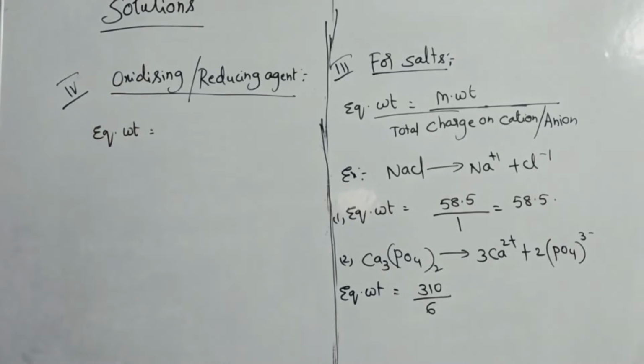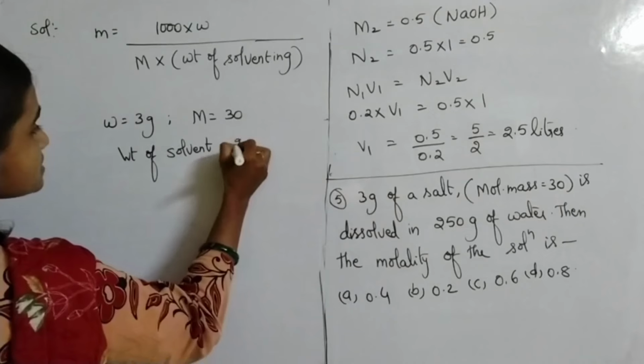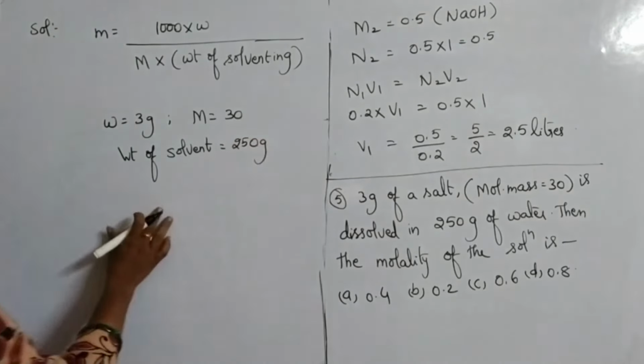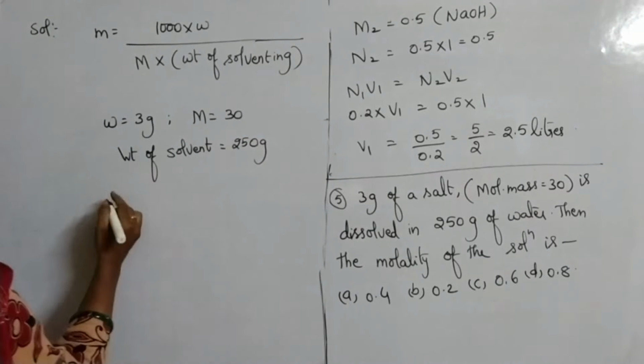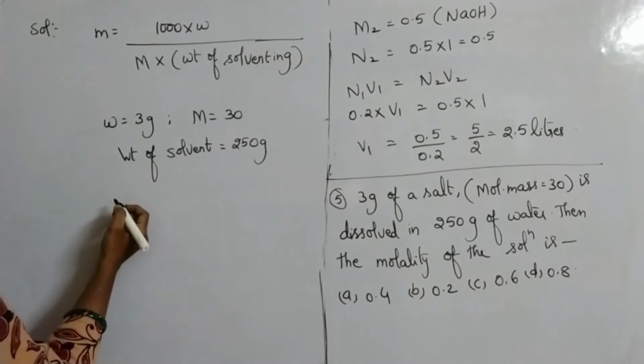Okay, now just substitute the values. M is equal to, okay, small w, how much is it given? Given small w is 3 grams. Now capital M is given how much? 30. Molar mass is given 30. Weight of the solvent is given as 250 grams. So molality you have to find.